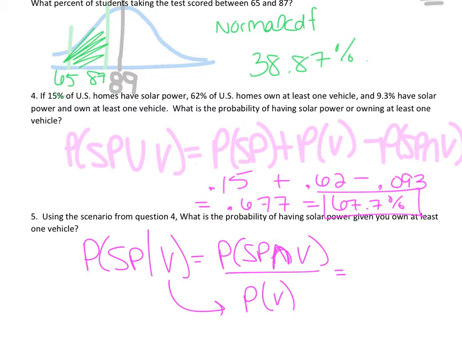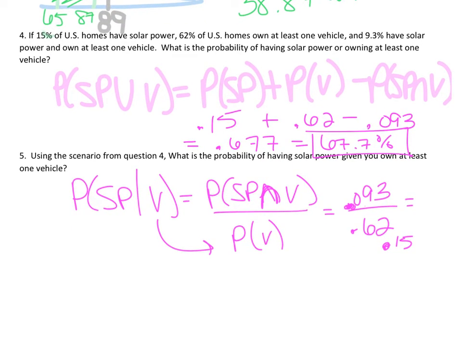So I'm going to put solar power, which is 0.15 over, solar power and vehicle. That was silly. That is 0.093. And you're going to divide that by 0.62, and that ends up getting you 0.15. And again, being uniform with the problem, I would change this to a percent.